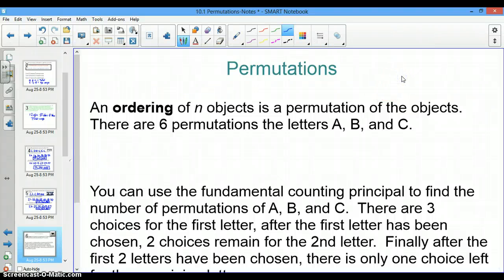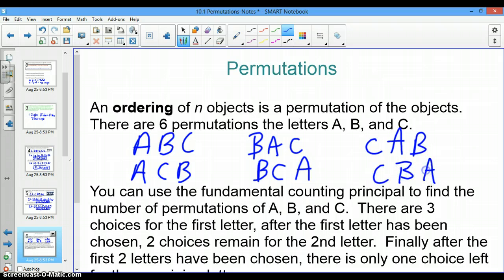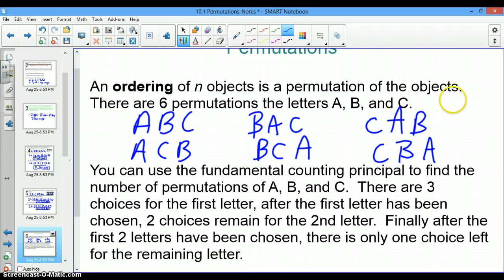Now, permutations. The permutations with probability is where the order of objects does matter. Okay, these orders matter. Now, we have 6 permutations of the letters A, B, and C. So, if A comes first here, then B and C, then what if we change the order of C and B? Now, what if we change the order and put B first? We'd have B, A, C, and B, C, A. And then what if we put C first? So we'd have C, A, B, and C, B, A. All these orderings of these objects matter. So permutations, the order does matter.